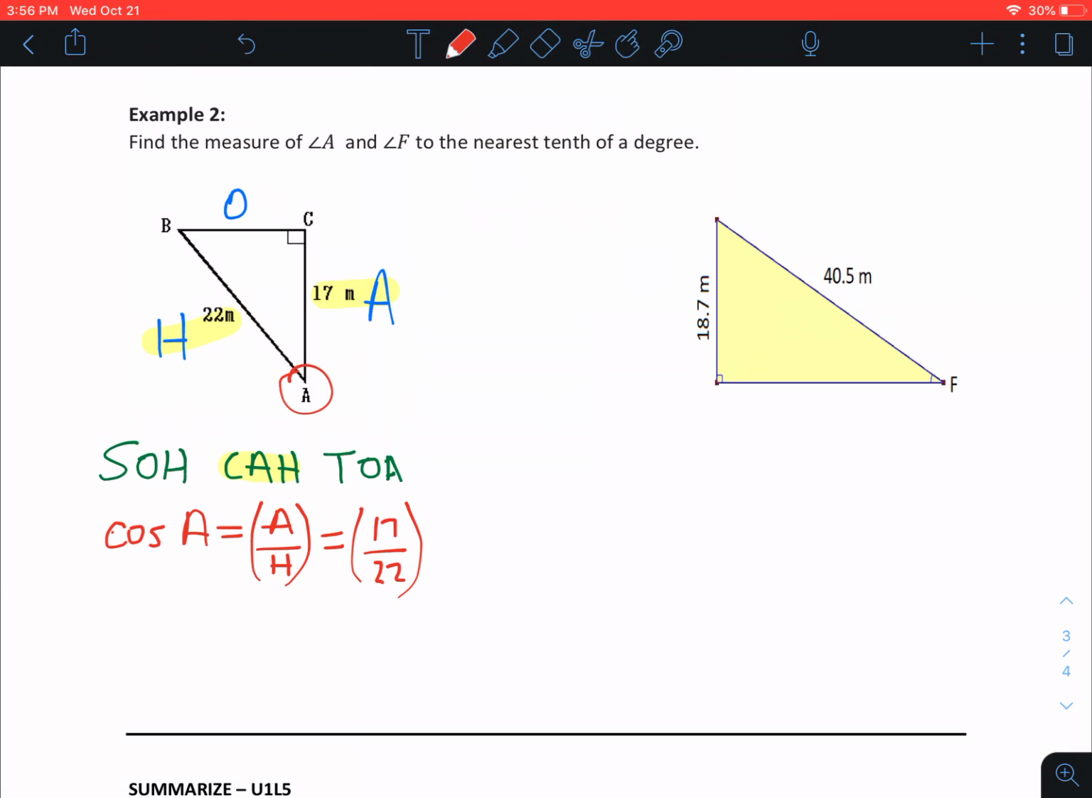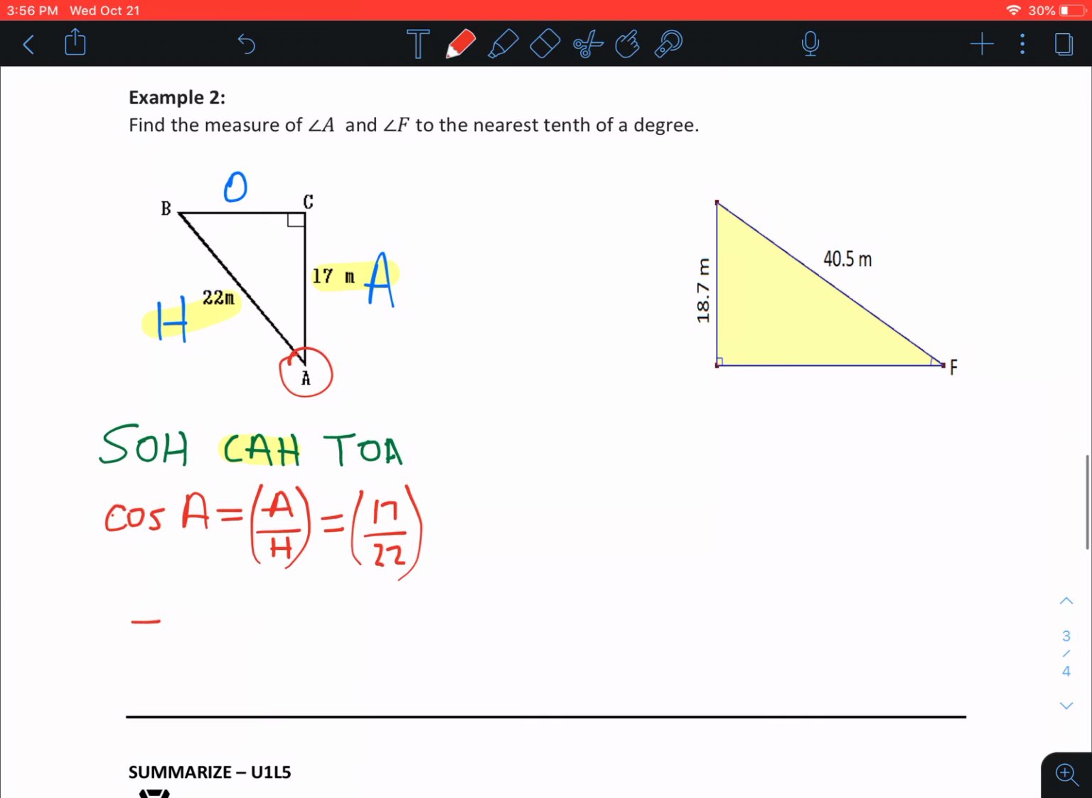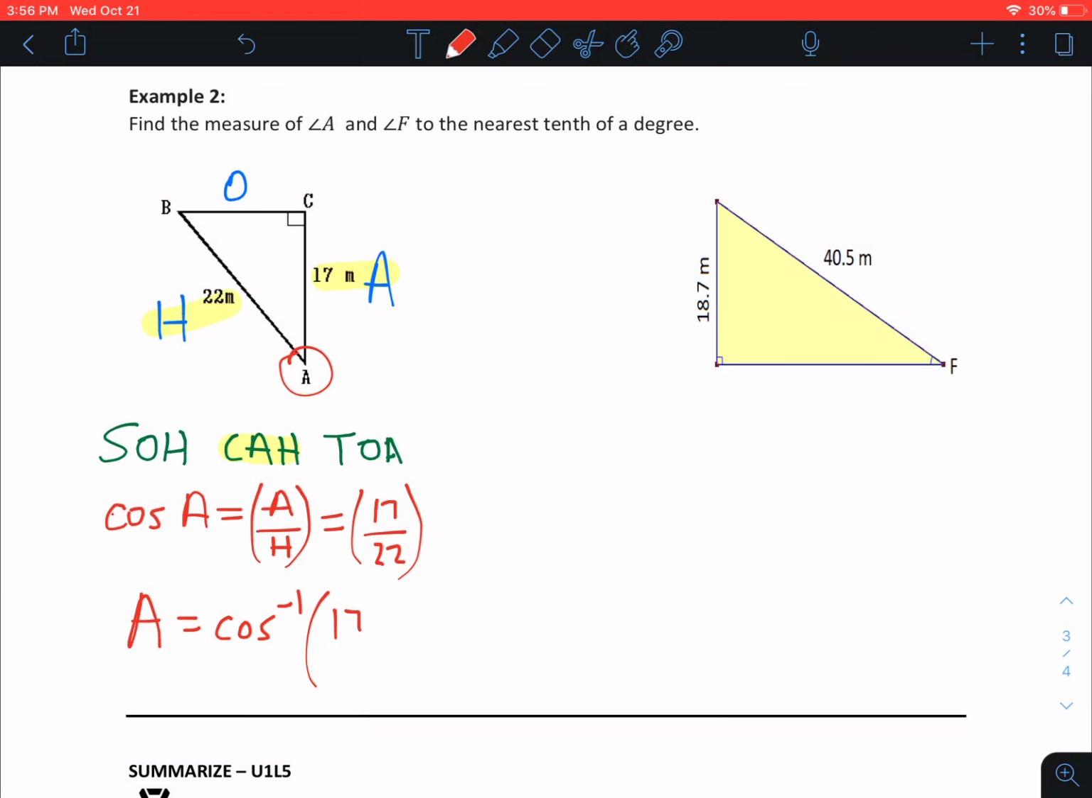Okay, now if I want to find angle A by itself, then I'm going to use the inverse cosine. So we show the inverse by raising it to this little -1 exponent, although it's not really an exponent. Okay, so we have the inverse cos, and we're going to use that same ratio, 17 over 22. And then all we have to do is enter this into a scientific calculator. So let's jump over to our calculator.